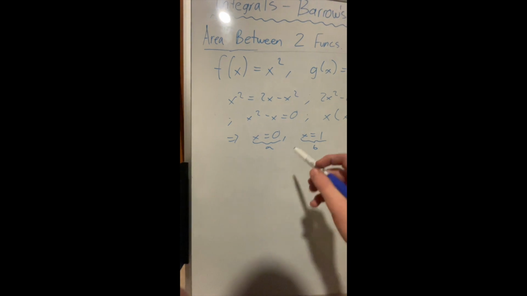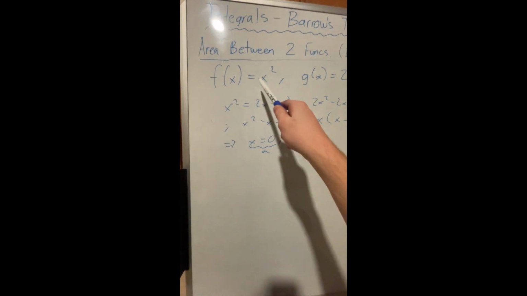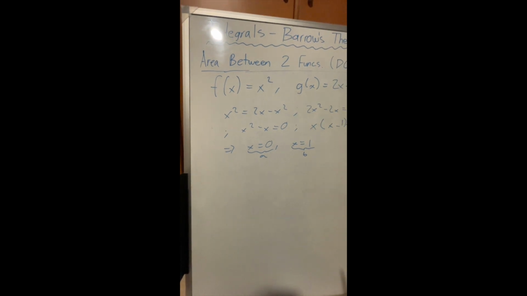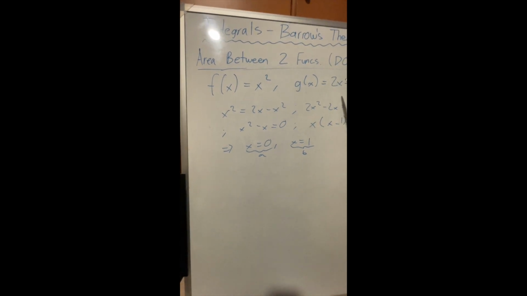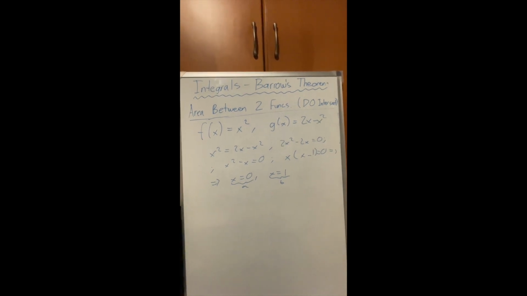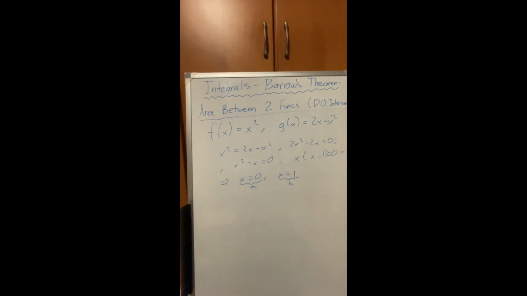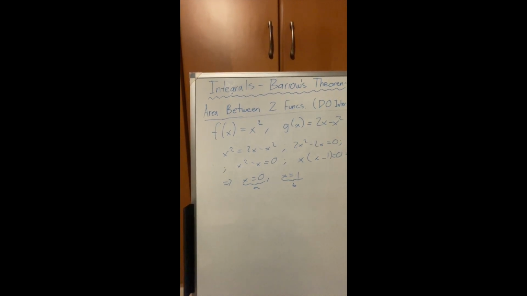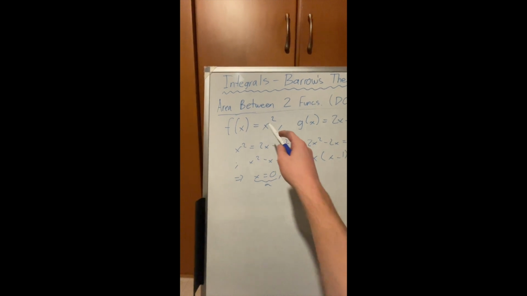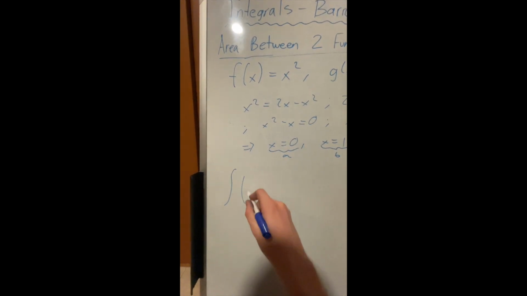Let's find which one is greater. Let's take the point, let's just say 0.5. 0.5 squared is 0.25, and 2 times 0.5 is 1 minus 0.25, which is greater than whatever this gave us. So g of x comes first.